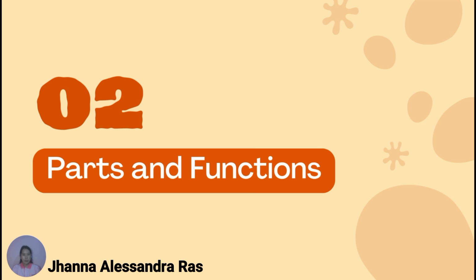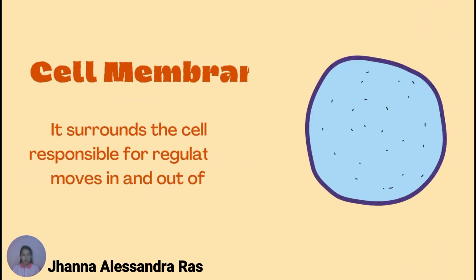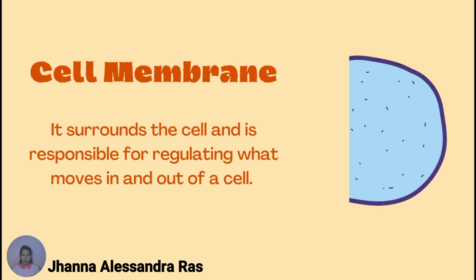Next, we have the parts and functions of the cell. First, we have the cell membrane. What is the cell membrane? It surrounds the cell and is responsible for regulating what moves in and out of the cell. The cell membrane supports and protects the cell. It also controls the movement of substances in or out of the cell. It also separates the cell from the external environment.